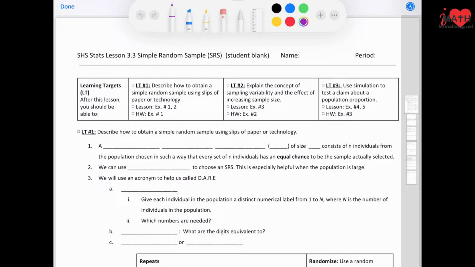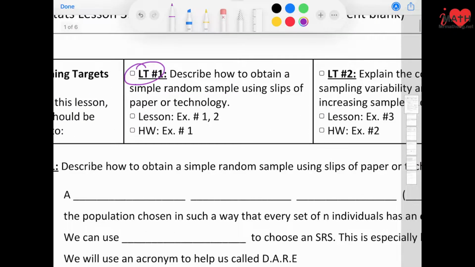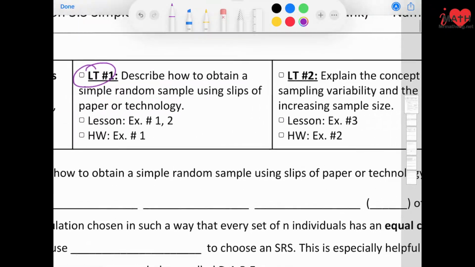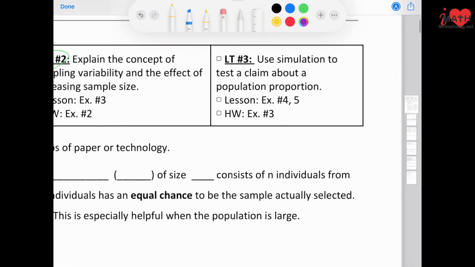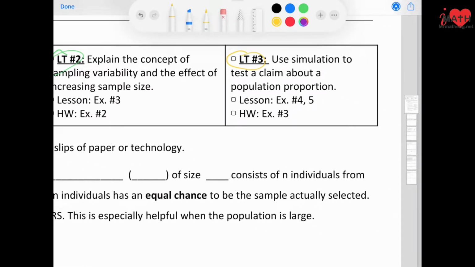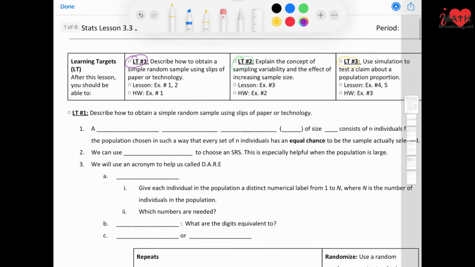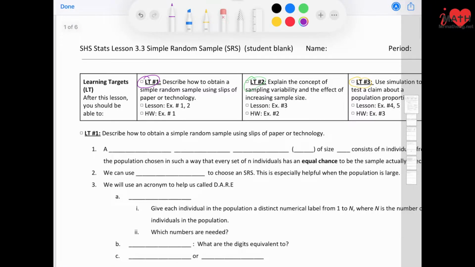Hey guys, let's go over lesson 3.3, simple random sample. What are our learning targets? Learning target number 1, describe how to obtain a simple random sample using slips of paper or technology. Learning target number 2, explain the concept of sampling variability and the effect of increasing a sample size. And learning target number 3, use simulation to test a claim about a population proportion. All right, let's go into learning target number 1.